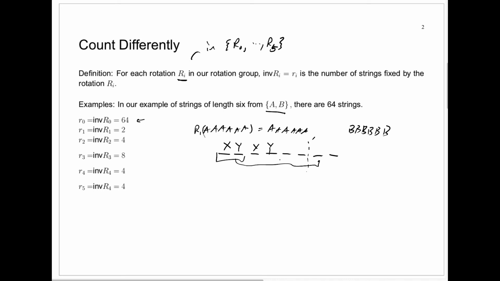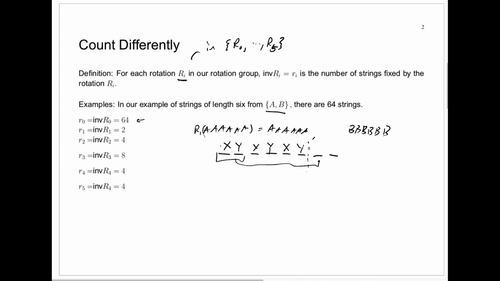And of course, if this is the same string we started with, when you apply R2 again, you'll get the same thing, and that tells us we also have an XY here. So the only way to get a string that's invariant under R2 is to choose the first 2 elements, whatever we want, A's or B's, and then just repeat the choice of the first 2 in the second 2 and in the third 2.